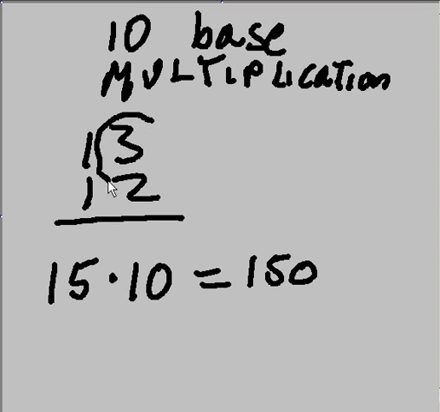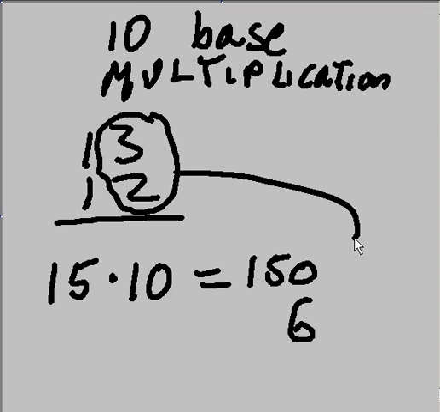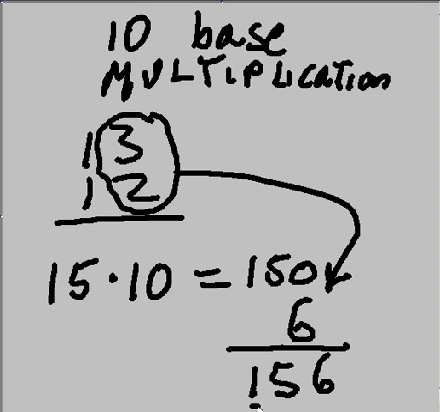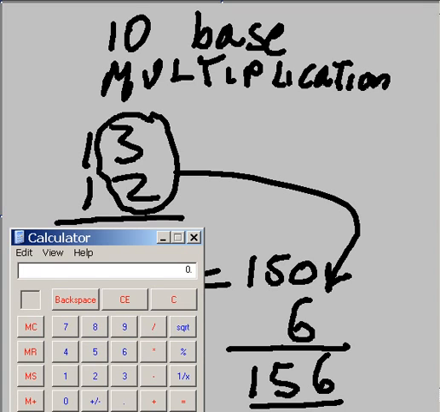Next, I'm going to take the next column, 3 times 2, and that's 6. I'll put the answer there, and add, and I get 156, and that is your answer. Can we check that? Sure can. 13 times 12 equals 156, and there it is. What do you know?